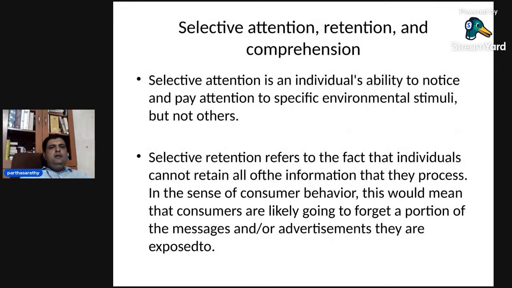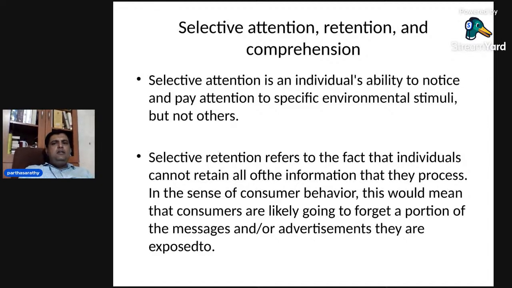Okay. So selective attention is an individual's ability to notice and pay attention to specific environmental stimuli, but not others. As I told you, a bright colored one, a contrast color, all these things will attract the attention.